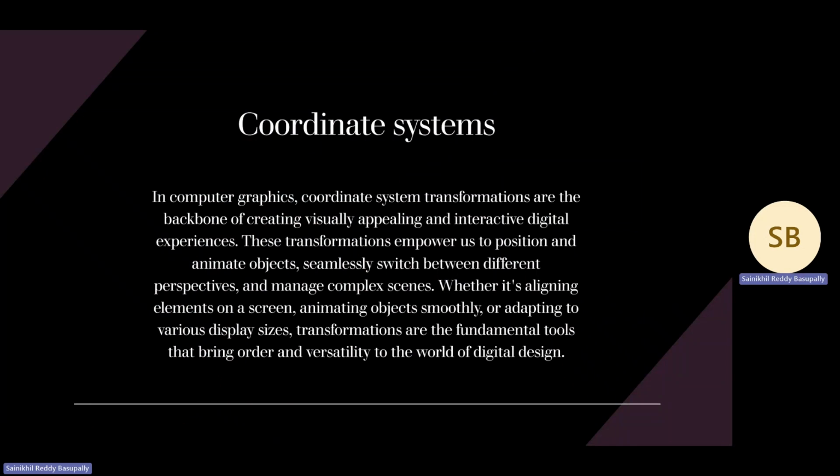In computer graphics, coordinate system transformations are the backbone of creating visually appealing and interactive digital experiences. These transformations empower us to position and animate objects, seamlessly switch between different perspectives, and manage complex scenes. Whether it's aligning elements on a screen, animating objects smoothly, or adapting to various display sizes, transformations are the fundamental tools that bring order and versatility to the world of digital design.